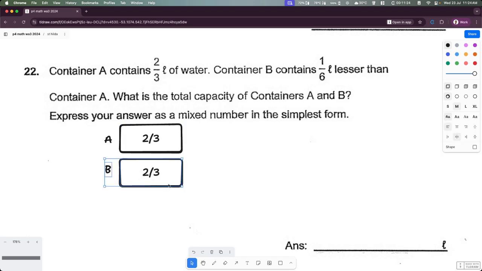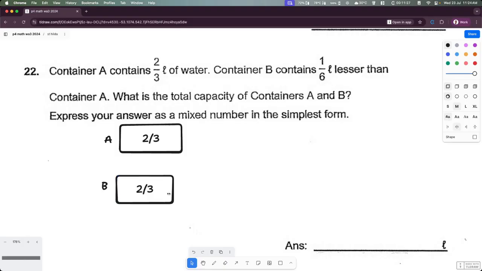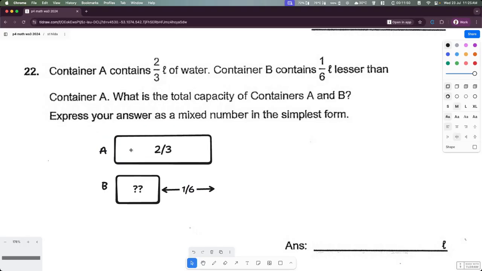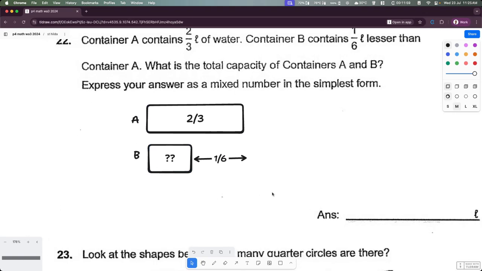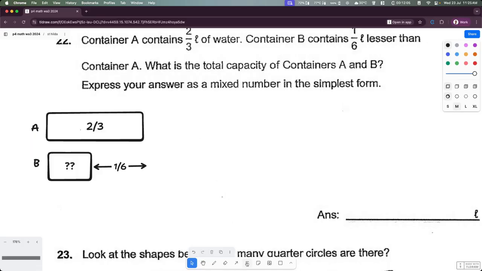So what does this mean? This means we don't know what this is, but we know that it has 1/6 liter less than container A, something like this. So it should be 1/6 liter less, something like this. I'll just extend this so it's easier to see. Now we need to know what is the total capacity of container A and container B. We don't know container B in this sense, so what we can do is get container B first.